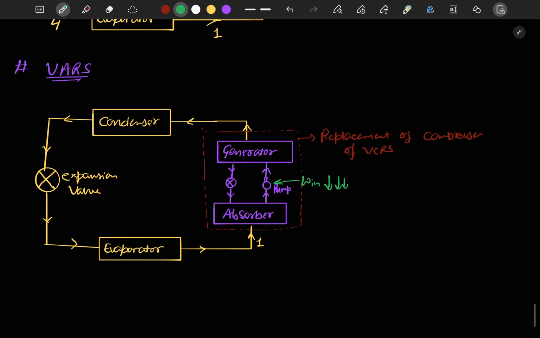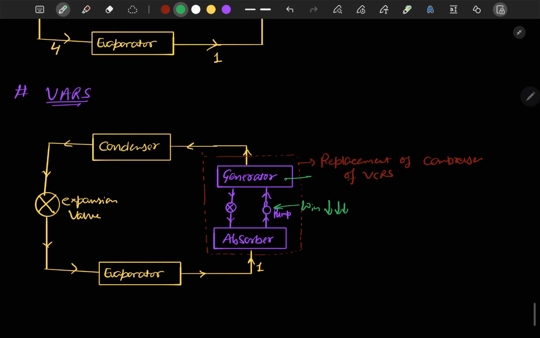Now this generator is our heat absorbing device. Let's say that it is taking some heat. From here we can see that our work input is very small, and the major amount of input energy is in the form of heat, Q input. We have to provide the major amount of input in the generator.